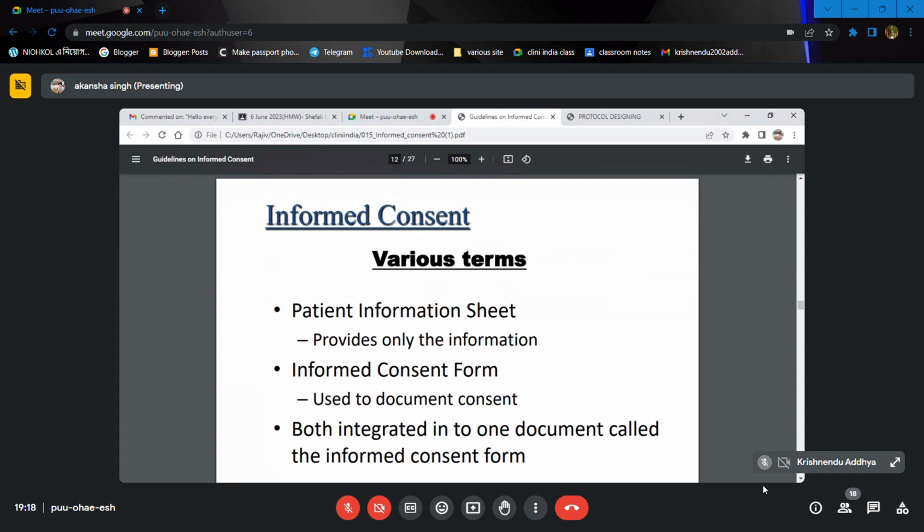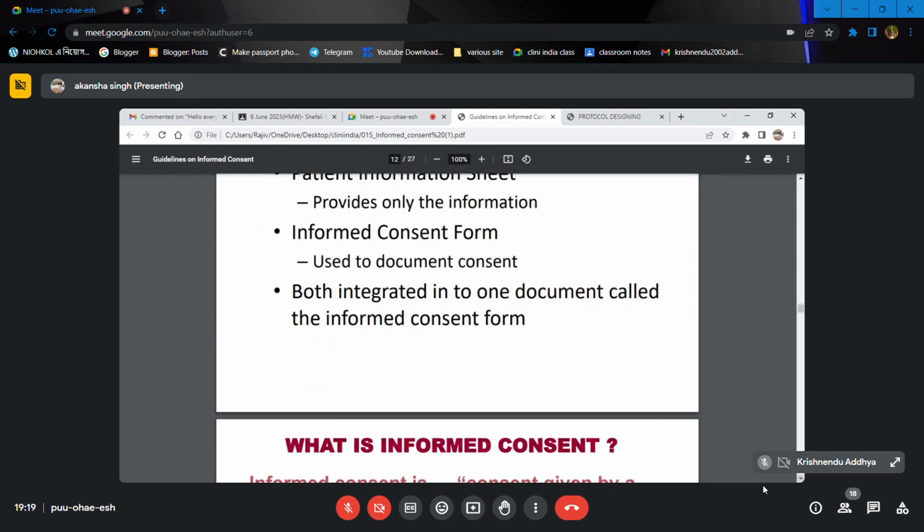Then the informed consent form. This is a document where all the requirements are listed, like a checklist of sorts. I'll show you that. In that, the sponsor's signature will be there, and the signature of the person giving the consent will be there. Then they can undergo the trial. Both are integrated into one document called the informed consent form. Together they make an informed consent form.